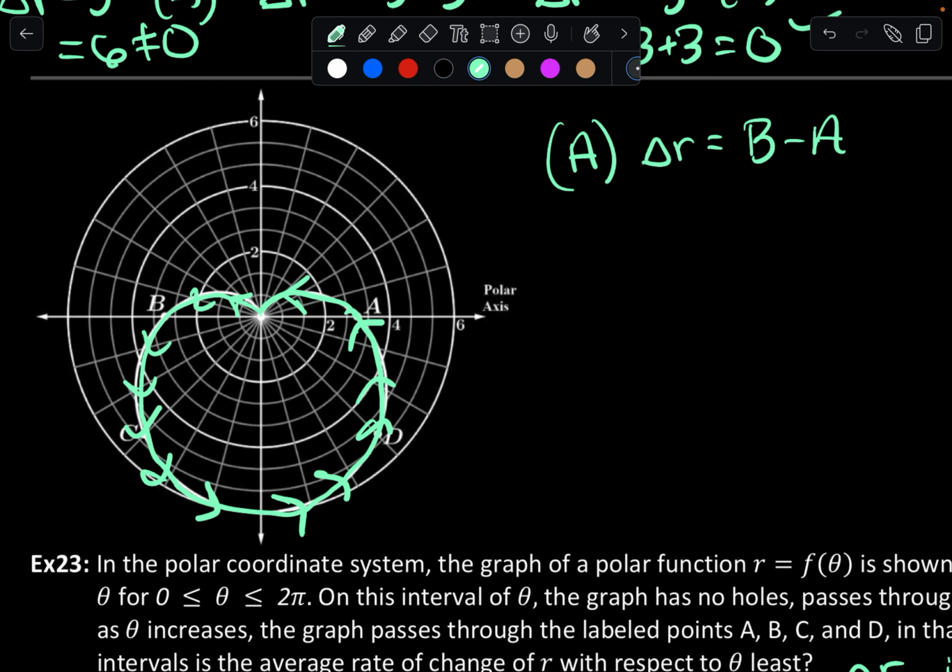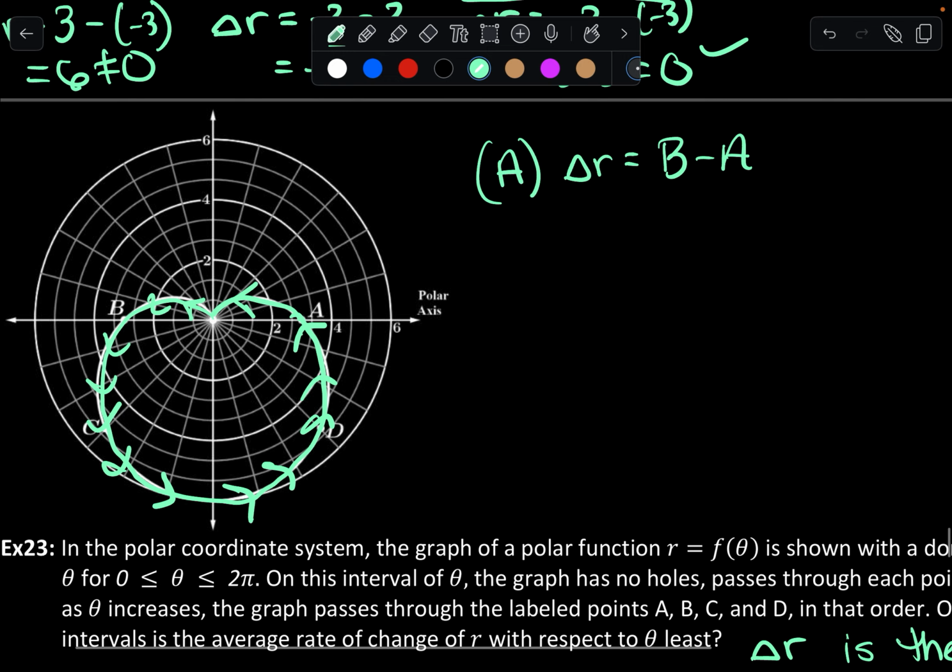So B minus A. So if we zoom into this graph, let's determine what r is equal to. Let's do that in pink here. So A, B, C, D. If I look at A here, I travel out in the positive direction, and I have a radius of, it looks like about 3. It's like in between 2 and 4. So I'm going to say, okay, A has a radius of about 3.